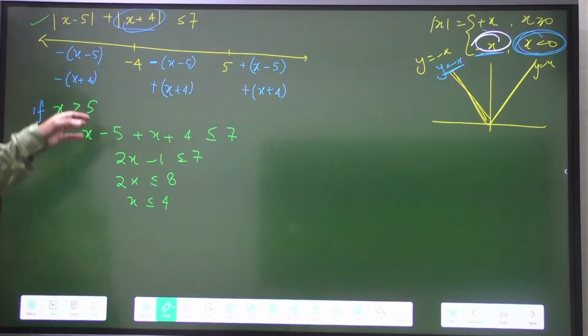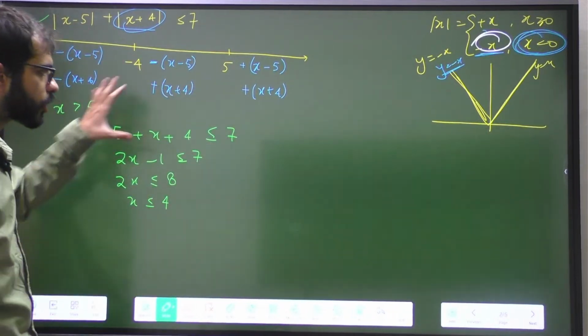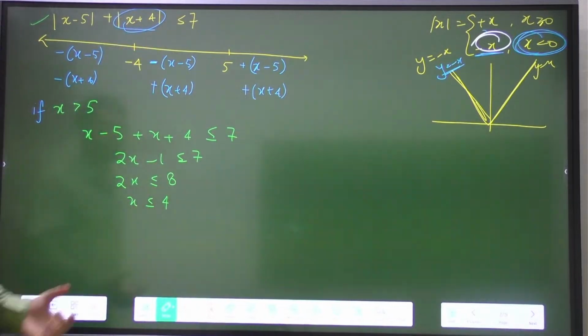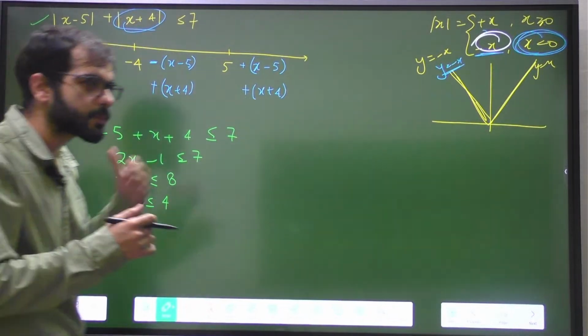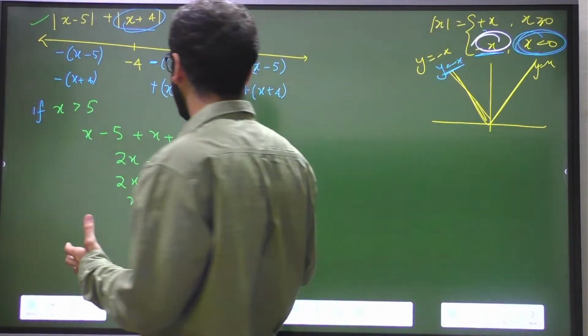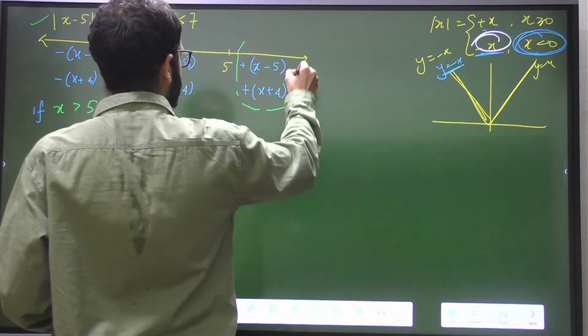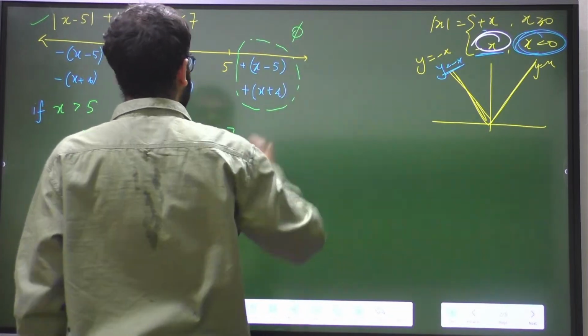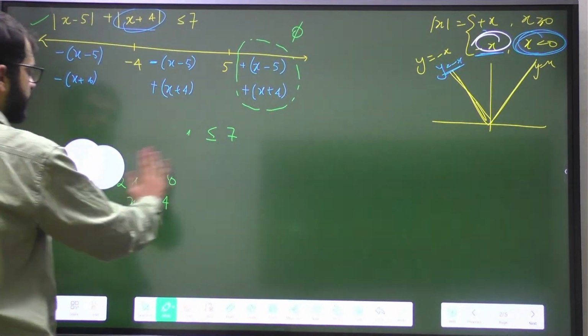The condition says x should be greater than 5, and in order to satisfy this condition, x should be less than or equal to 4. Is that possible? Can x be greater than 5 and less than or equal to 4 at the same time? No, it is not possible. So from this expression, what is the solution set? Now let's have a look at the second condition.